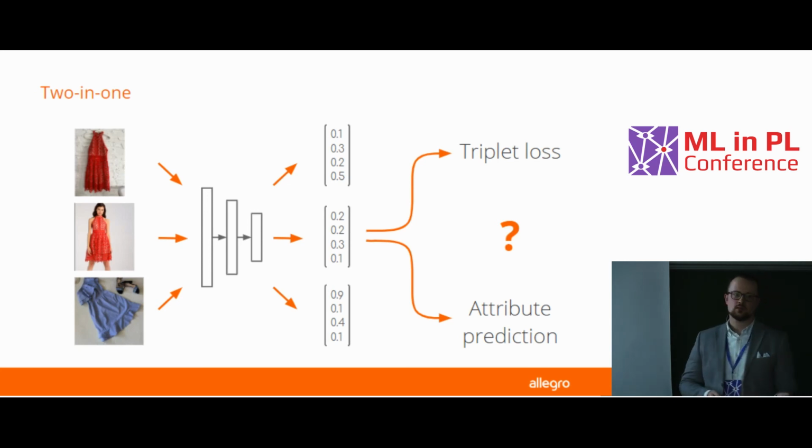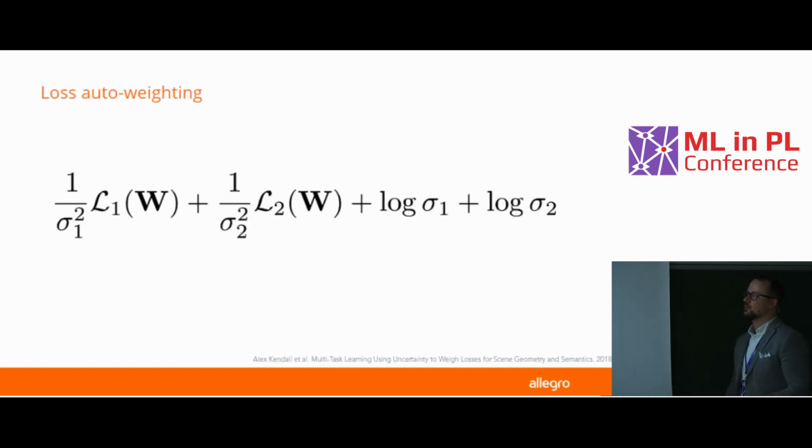It would be hard to guess which one is actually more important, but fortunately we can let our model decide by using a technique introduced by Alex Kendall for multitask learning, which basically adds a parameter for each loss term and allows the model to learn it along the way with the network weights. Therefore, we do not have to worry about that.